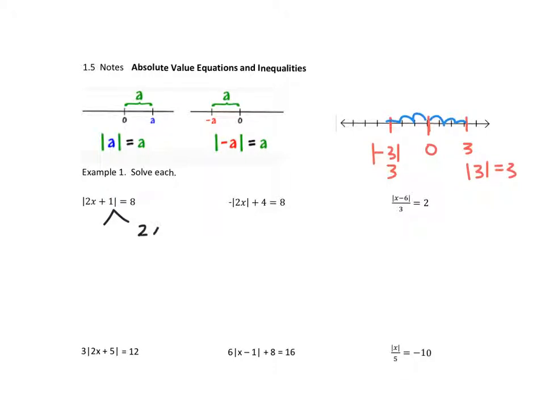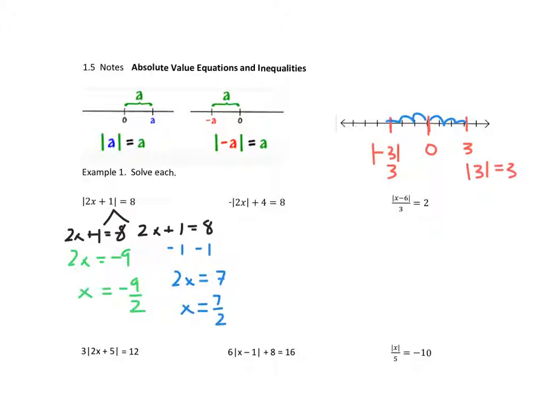I'm going to break it up into 2x plus 1 could be 8, and then 2x plus 1 could be -8. So solving, I'll get 2x plus 1 equals -9. x could be -9/2, or x could be 7/2. Okay, both of these numbers, when you plug them in, they'll work for x.